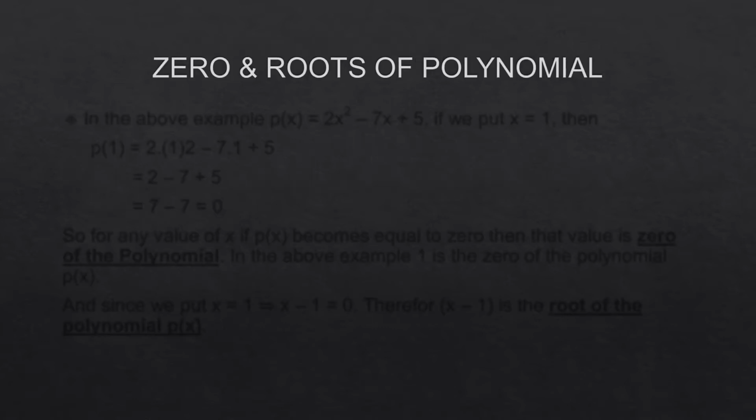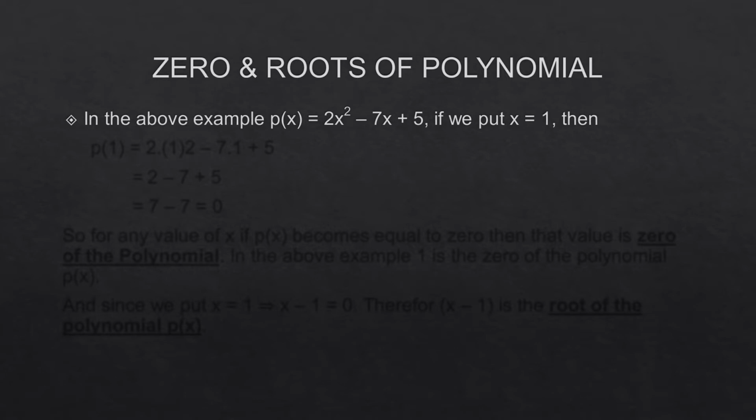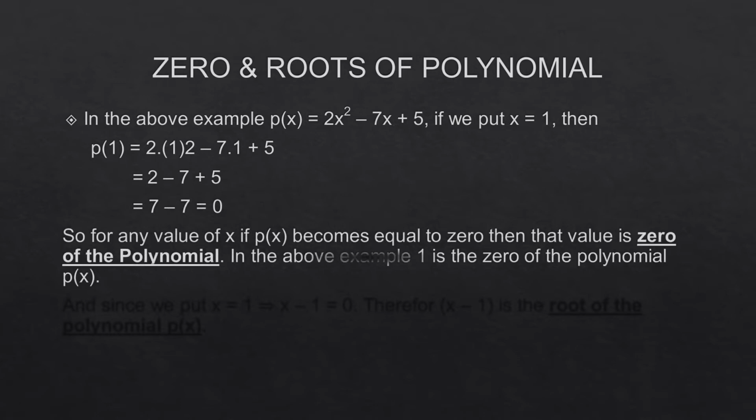Now for finding the zeros and the root of the polynomial. In this, I'm taking the same above example. If I put x is equal to 1, it becomes 2 into 1 square minus 7 into 1 plus 5, which is equal to 2 minus 7 plus 5, which is equal to 0. So any value of x, if it makes p(x) equal to 0, then that value is a zero of the polynomial.